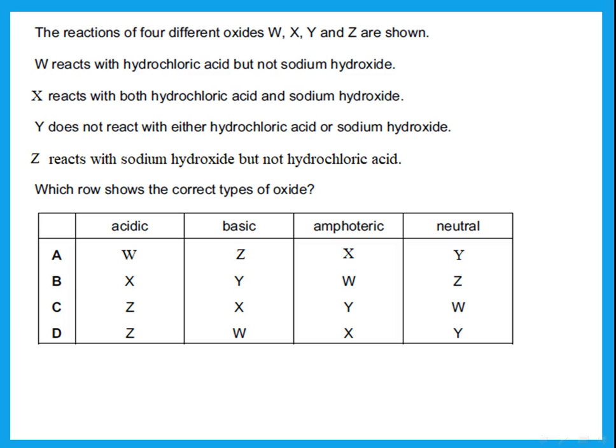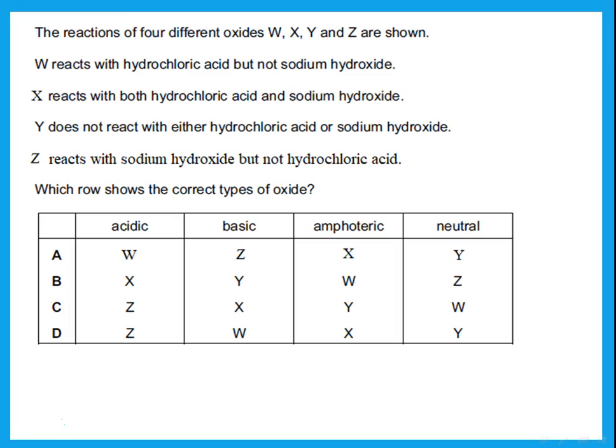Okay, the reactions of 4 different oxides, W, X, Y, and Z, are shown. Now he's saying W reacts with hydrochloric acid but not sodium hydroxide. If something reacts with acid, that means it is a base. So W must be a base. So my answer is probably D. Now X reacts with both acid and base, so that must be amphoteric. So X is the amphoteric one.